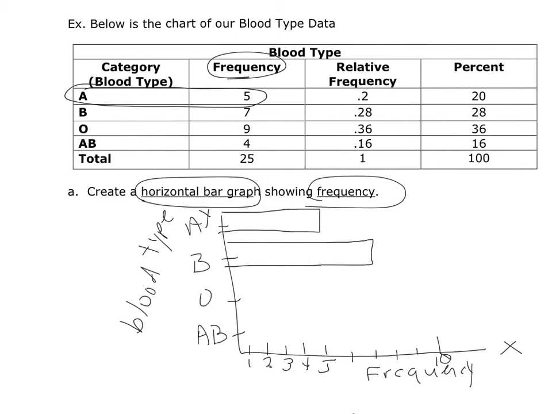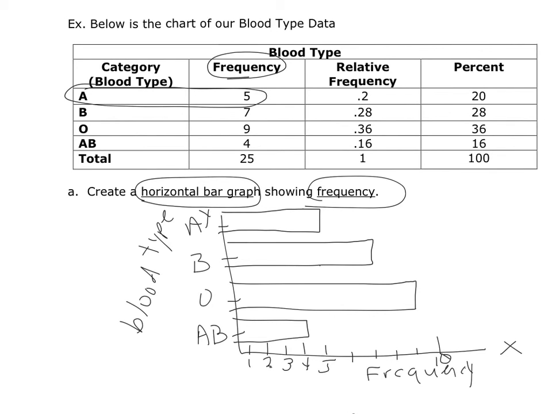It does not touch the other ones. O goes to 9, comes back in. AB goes to 4, comes back in. So that is my horizontal bar graph showing frequency.